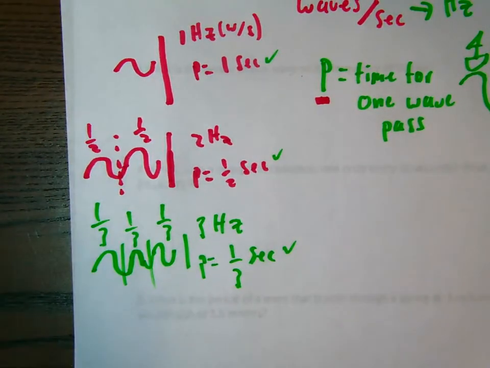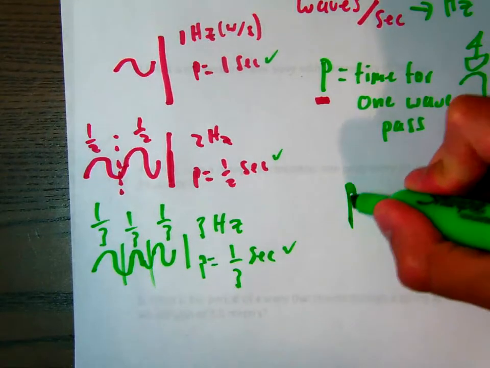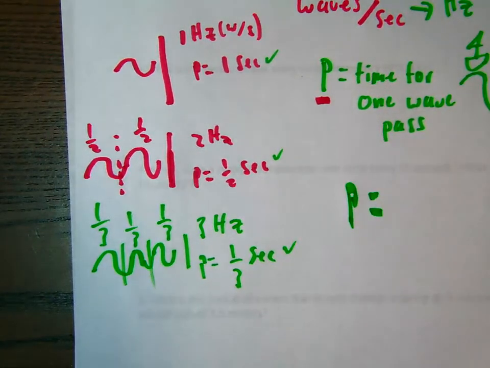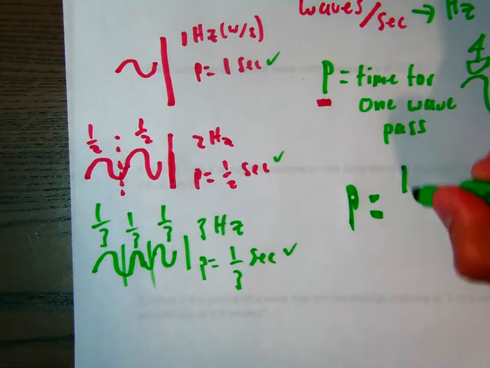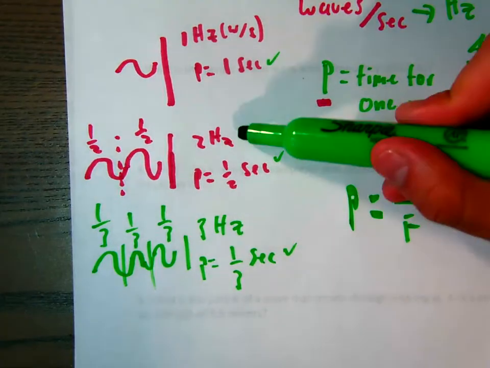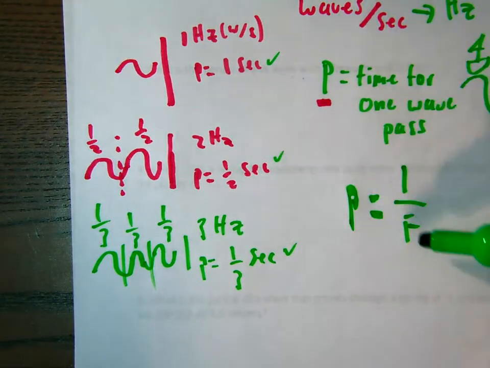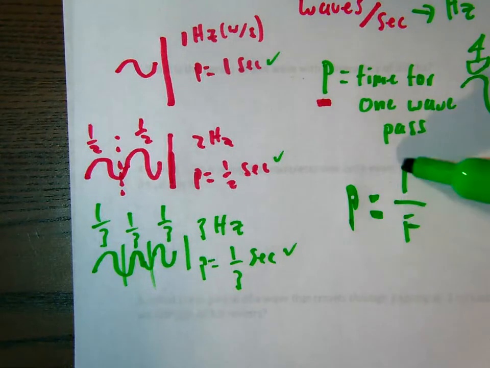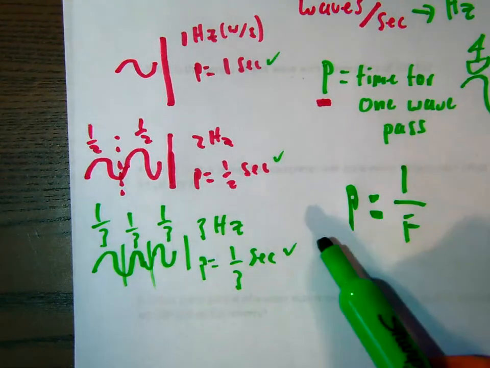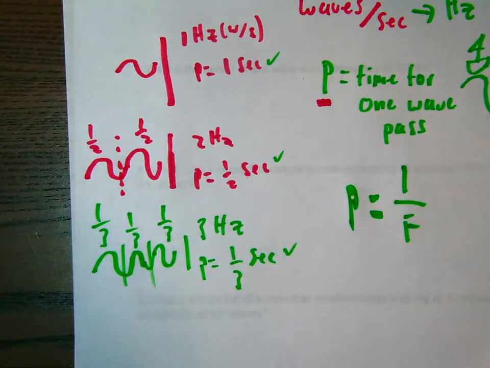So the equation that gives us is that my period equals 1 over frequency. Because if my frequency is 2, that gives me a period of 1/2, which is what we have there. If my frequency is 3, that gives me a period of 1/3. Okay, so that's where this equation comes from.